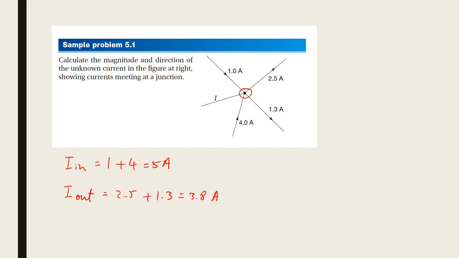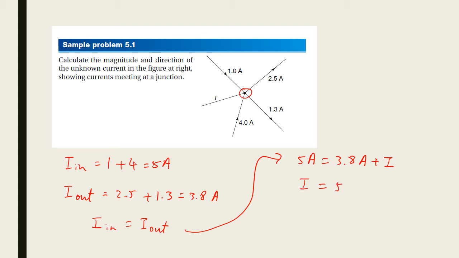Now, because they have to be balanced, and there's more current going in than out, the current we're trying to find, which is I, must be on the part where the current is going out. So, the current going in must be equal to the current going out. We have 5 amps on one side, then the other side is 3.8 amps, and you must add the last bit of current that is going out. So I must then be 5 minus 3.8 amps. That gives us 1.2 amps, and it's going out.